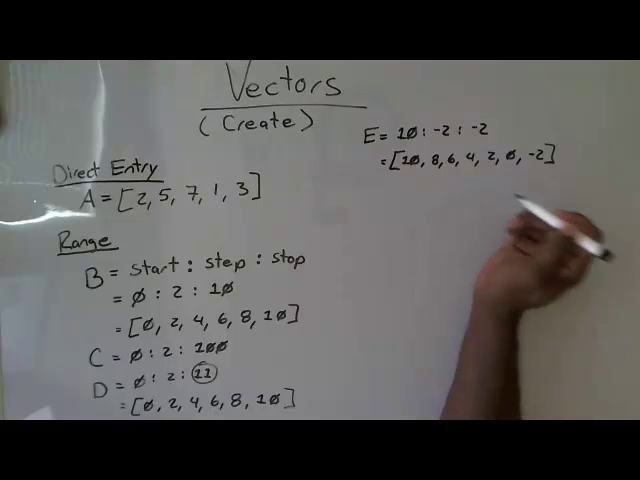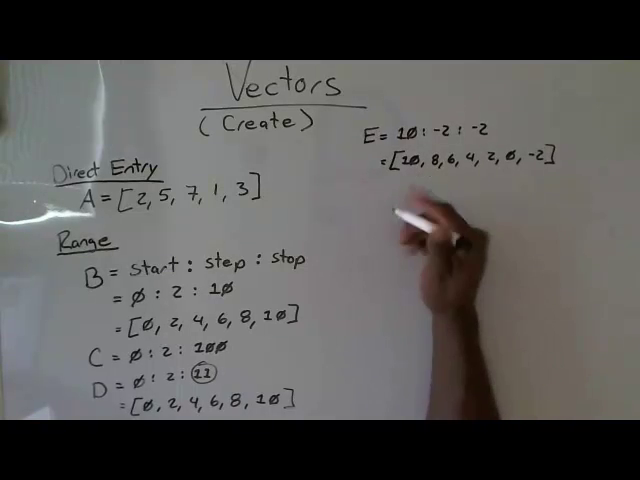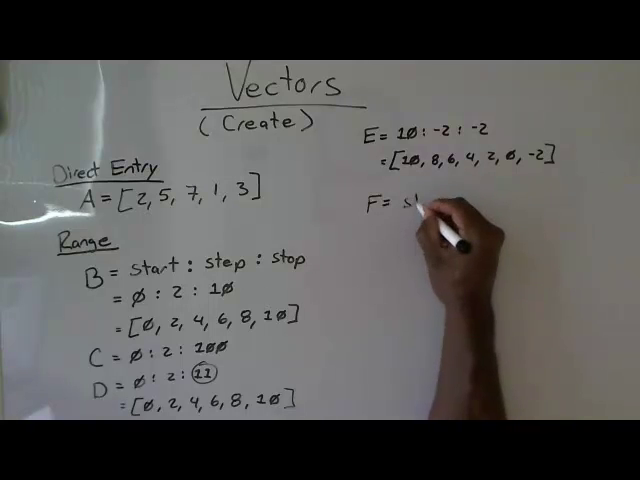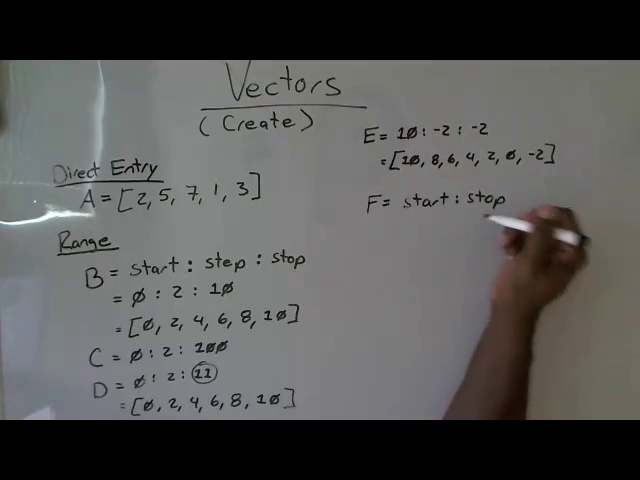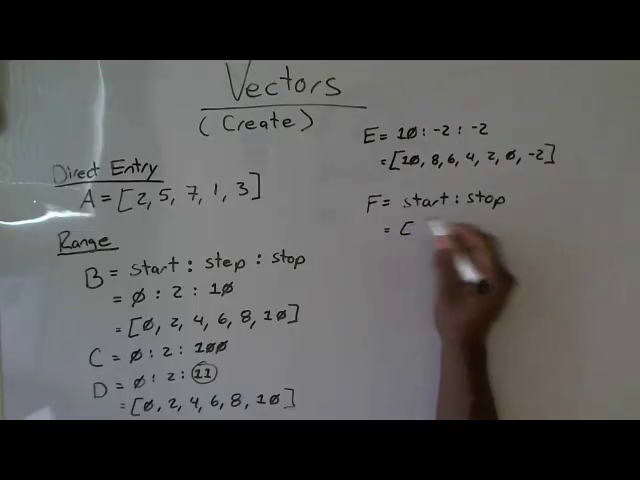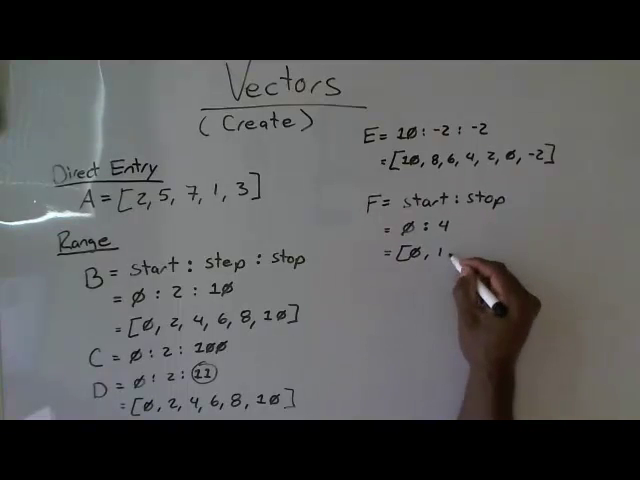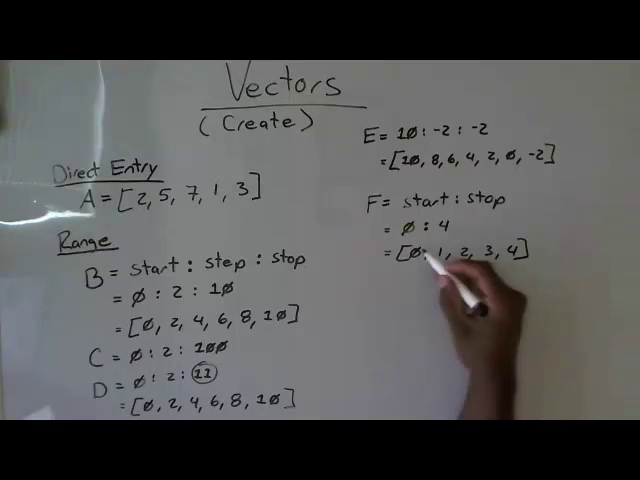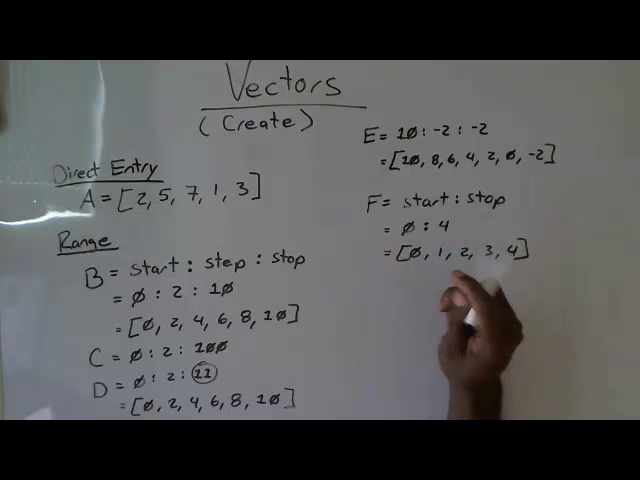There is a shortcut form of this range, where it's not start:step:stop, but just start:stop. What happens in this case is the step is assumed to be one. So if I just said F equals 0:4, then that would be the equivalent of 0, 1, 2, 3, 4, because the step is assumed to be 1. This is a very common way to define vectors. And so that's the range operator.